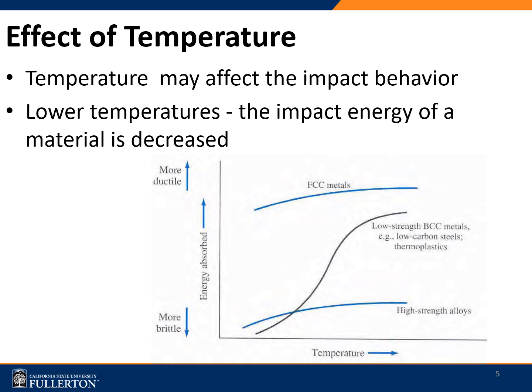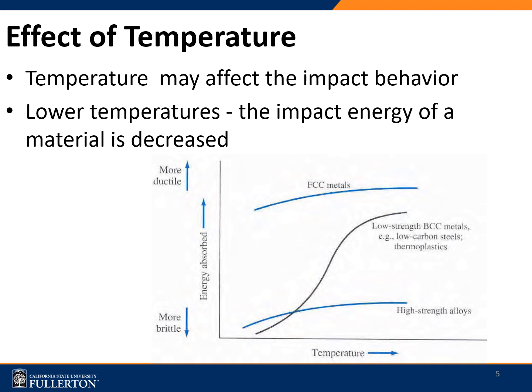As we can see here, for the FCC metal, the example being aluminum, for all the temperatures that the material is subject to, the absorbed energy remains high, which means the material's behavior is more or less ductile. On the other hand, if you consider the bottom high strength alloy, you could see that irrespective of the temperature, the material is always behaving brittle. That means the material is subject to brittle fracture.